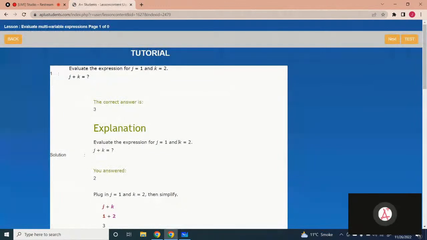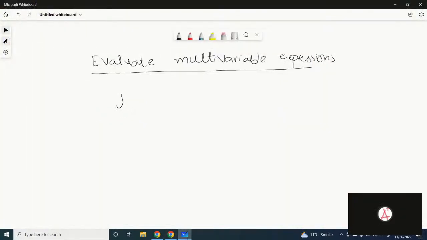Okay, evaluate the expression for j equals 1 and k equals 2. The expression is j plus k. You have to find the value of j plus k for j equals 1 and k equals 2. Got it? So multivariable means you have more than one variable involved in the expression. Got it? Like for this one here, you have two variables involved. They are j and k. Got it? So you are given the values for both the variables j and k.